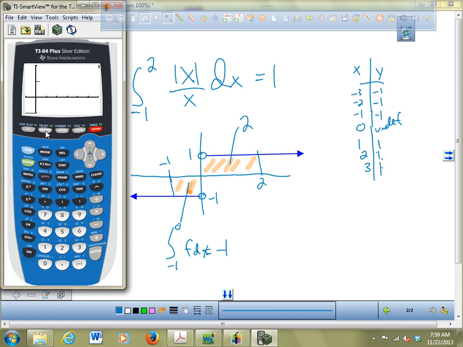Let me change my window so I could go to -1 at least. Let's just change the x-min to, I don't know, -2. And then I'll hit graph. And then I'm going to find the integral from second calc 7, from -1 up to 2. And if you hit enter, it shades it in for you, hopefully, and it gives you the value. And it says that the value is 1.001416. Why is that?